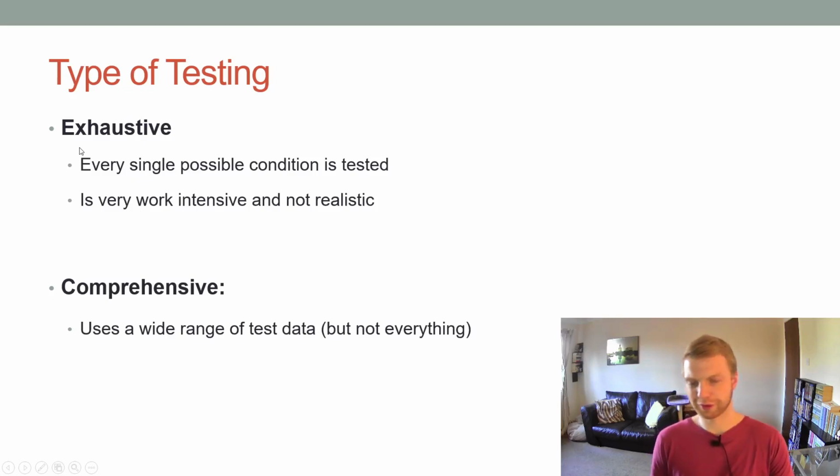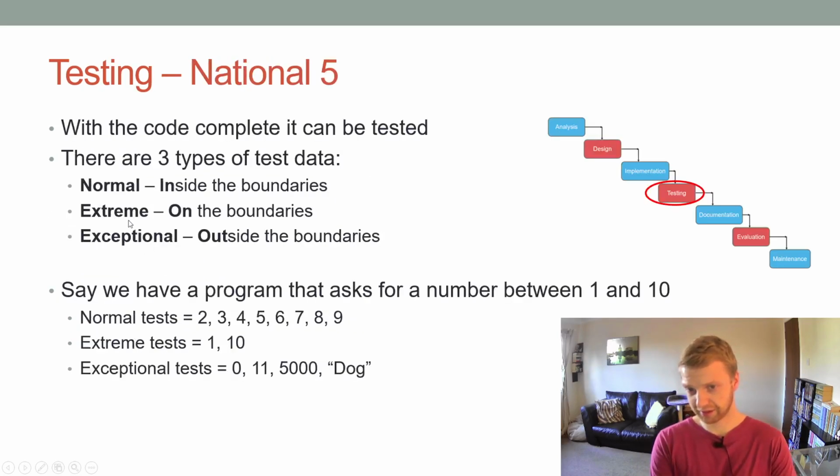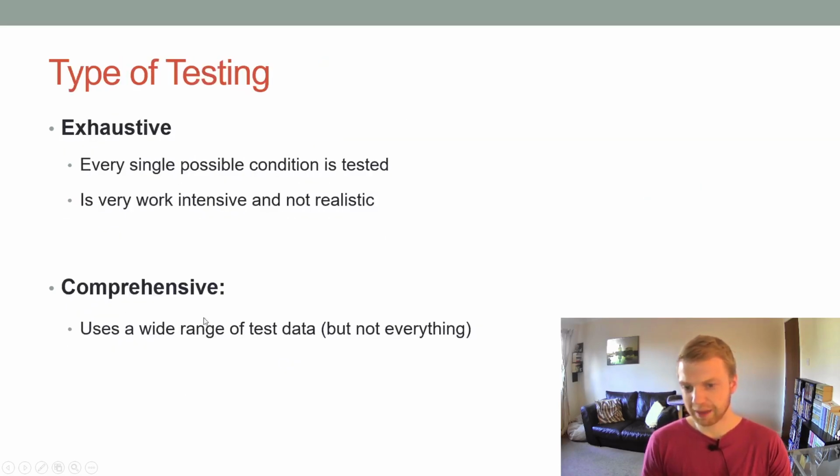Very few companies in real life would use exhaustive testing, whereas comprehensive testing is using a wide range of test data. Really what we're looking at here is using normal, extreme and exceptional values. So this type of data. If you've got a program that takes a number between 1 and 1,000,000, and you've tested the numbers 10,000 and then 11,000, 10,500 in between is probably going to work. So there's not really a need to test that number as well.